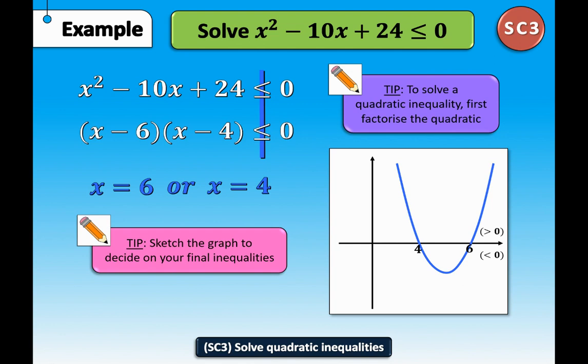So when it's less than or equal to 0, we have a look at what part of the curve is below the x-axis. Well, we can see this part of the curve is below the x-axis. So that is the part of the curve that's in between 4 and 6. So we give our answer as 4 is less than x, which is less than or equal to 6.